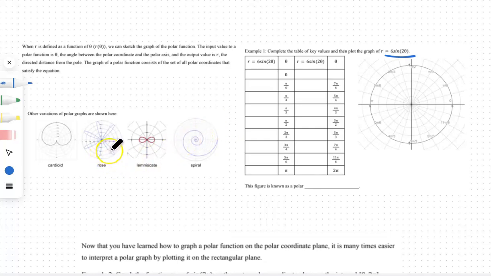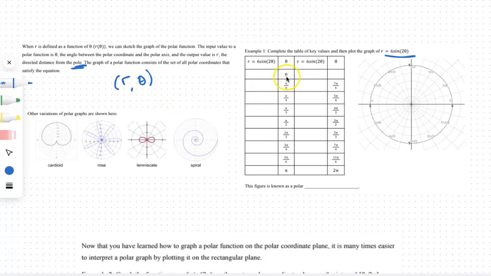When we graph a polar function, we input a theta value, and we calculate the r value, which is the directed distance from the origin or the pole. It's called the pole on the polar coordinate plane. And basically the graph is going to be all of the points that satisfy the function. You notice over here in the table of values that we gave the theta value second and the r value first. That is because of the convention that we write all polar coordinate points in the format r comma theta.